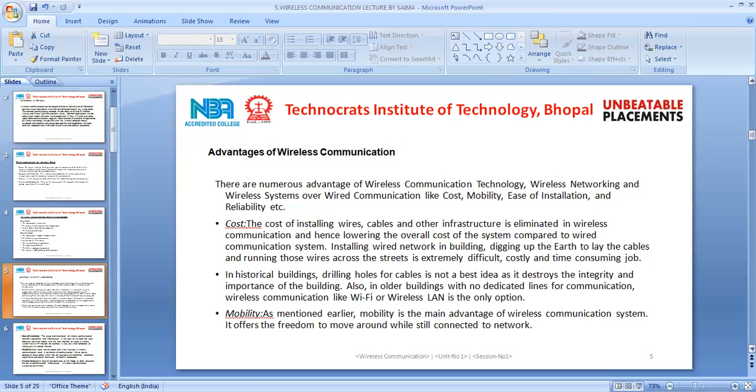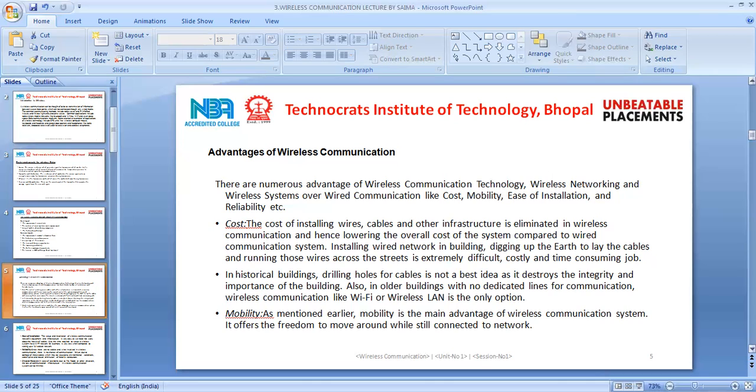So the very first advantage which I want to cover is the cost. The cost of installing wires, cables, and other infrastructure is eliminated in wireless communication, and hence lowers the overall cost of the system compared to a wired communication system. Also, installing a wired network in buildings, digging up the earth to lay the cables and running those wires across the street is an extremely difficult, costly and time consuming job.